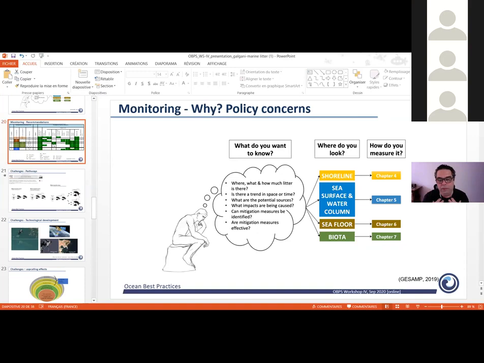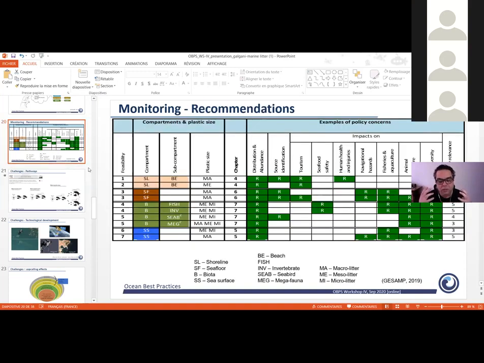The next one is, in my opinion, one of the best interfaces of this report, because it links our variables, which we are calling indicators, to the policy concerns. So we have here shoreline SL, seafloor SF, biota, and SS is sea surface. And then we may have different subcompartments. We include the plastic size, and then we may have information that will feed into the policy concern tourism, so that people that are interested in having information of marine litter linked to tourism will look at these green cells, so that it directs the information to the user.